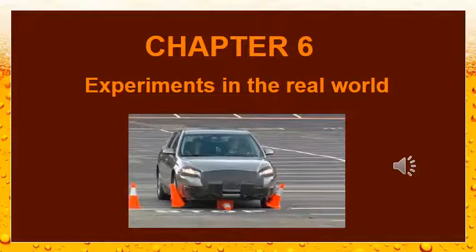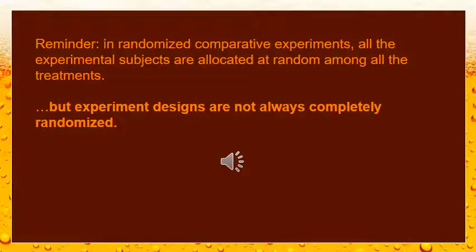In this chapter 6, which is the second one about experiments, you will learn a little bit more about experiment designs. In chapter 5, we have learned about one-track experiments, which are not really well designed, and about randomized comparative experiments, in which all the subjects are allocated at random among the groups, among experimental groups and control groups. But there are more. There is not only this experiment design. We will learn more here.